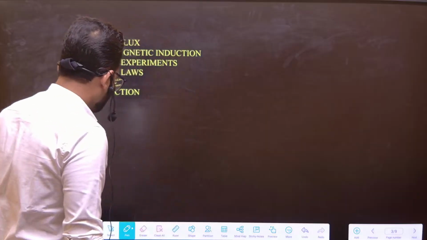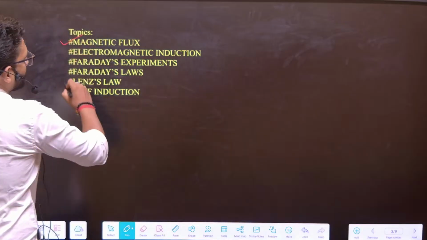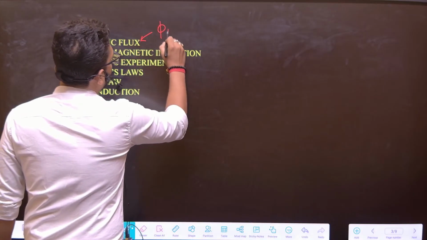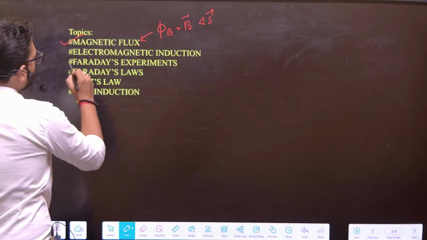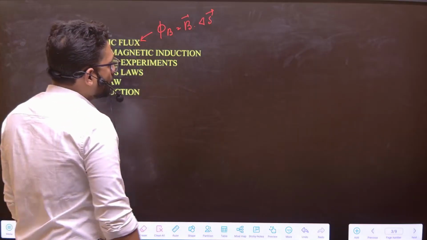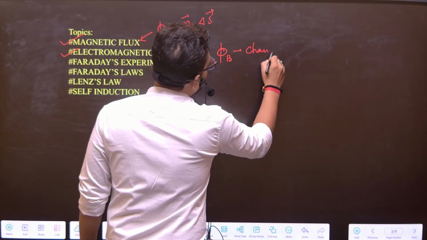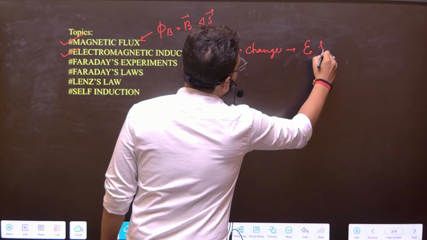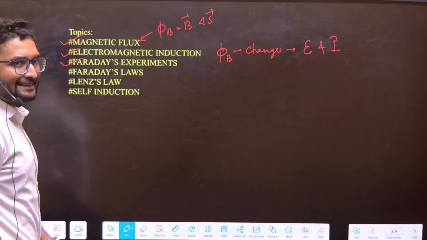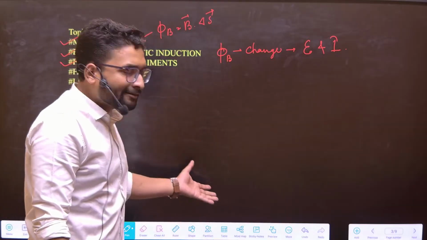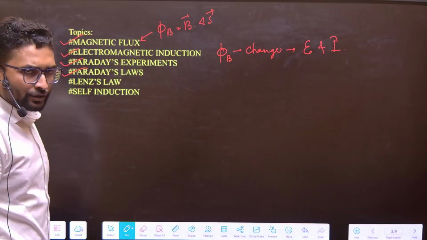Continuing with the class. So far we have studied magnetic flux, which is given by phi B equals B dot dS. Second, we understood electromagnetic induction, which basically says that when you change magnetic flux, you get induced EMF and induced current. Third is Faraday's experiment. We have understood the 3 experiments by diagram and by simulation. Then we learned about Faraday's laws, first law and second law.